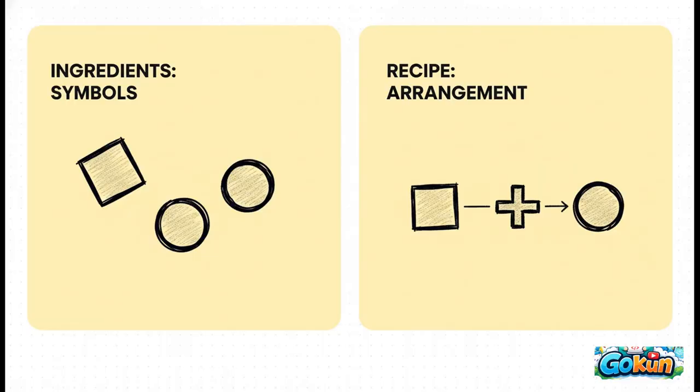So if you need a super simple way to keep all this straight in your head, here it is. Just think of Lexing as asking, what are the ingredients you gave me? It's just identifying the symbols. Parsing, on the other hand, is like looking at the recipe. It asks, how are those ingredients arranged? Does this arrangement actually make a valid dish?